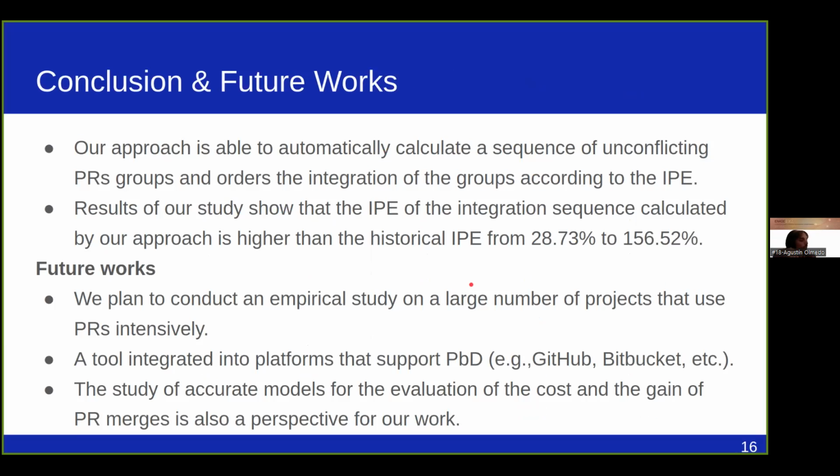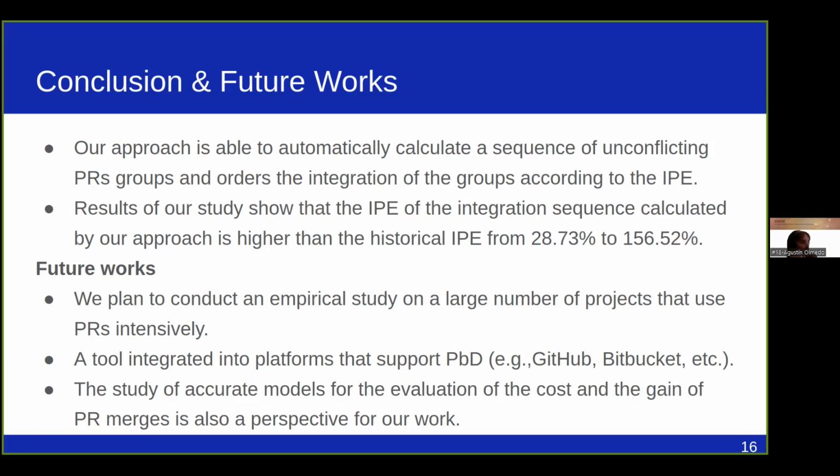So as a conclusion, in this work, we optimize the efficiency of the integration process through pull request prioritization. Our approach is able to automatically calculate a sequence of unconflicting pull request groups that minimize the number of conflict resolutions and orders the integration of the groups according to the integration process efficiency. The result of our study shows that the integration process efficiency of the integration sequence calculated by our approach is higher than the historical integration process efficiency from 28.73% to 156.52%.